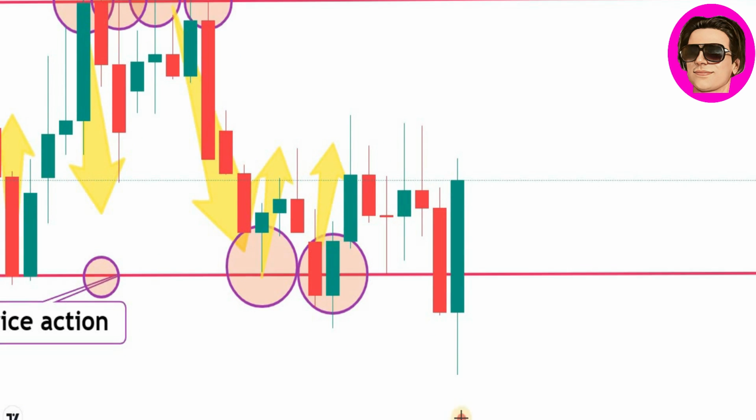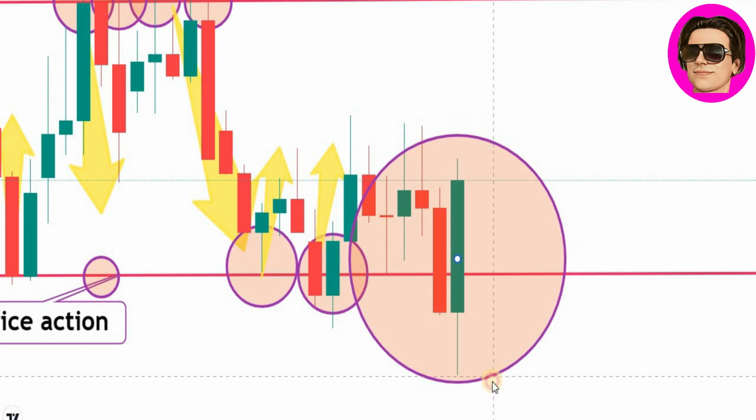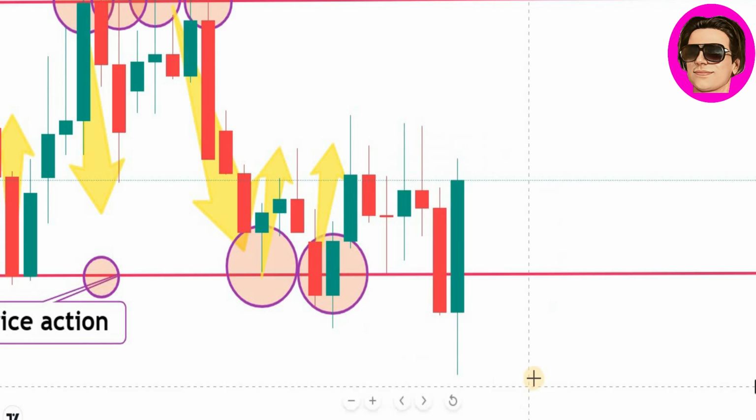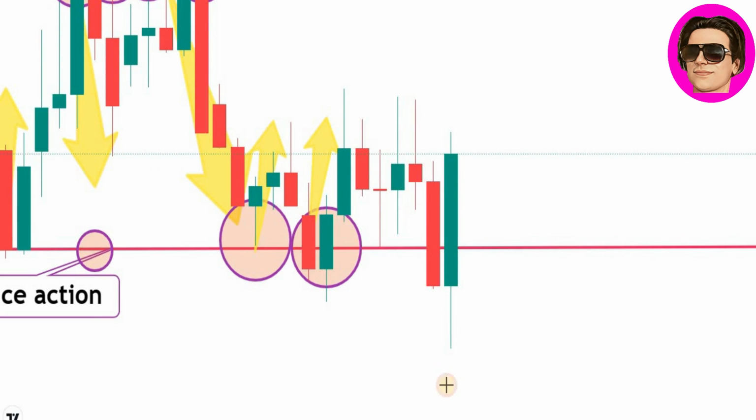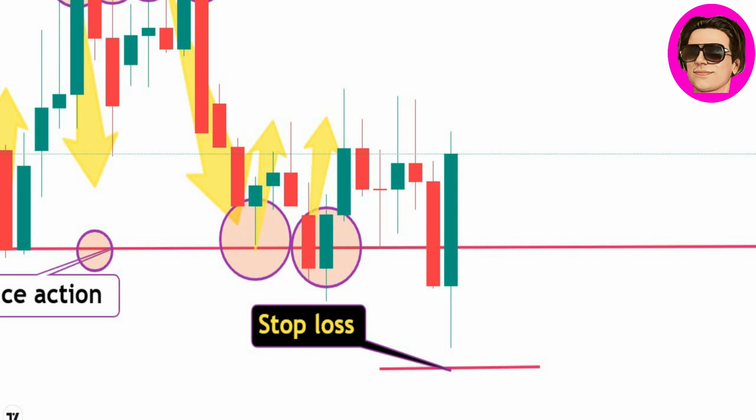This candle, this candle, this candle. Green candle, I want to open a position. Next candle, open position, after the candle there is a stop loss. The stop loss has a buffer. This point. Look at here, this is the stop loss.